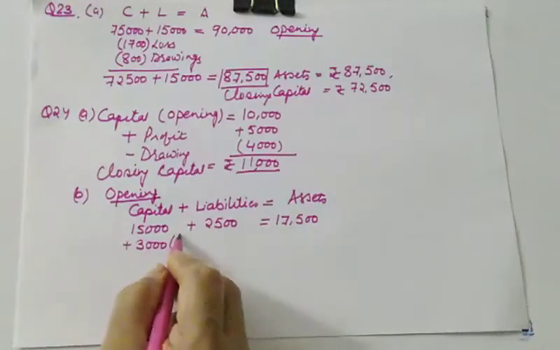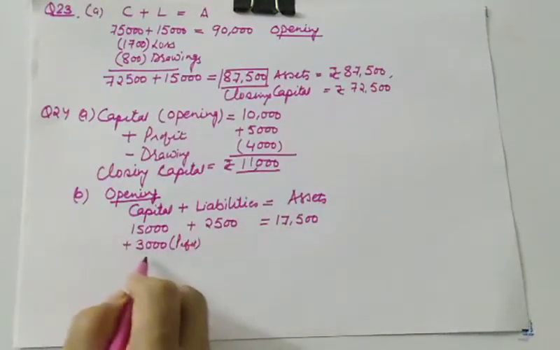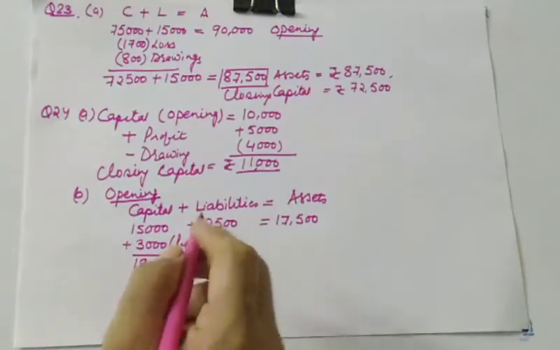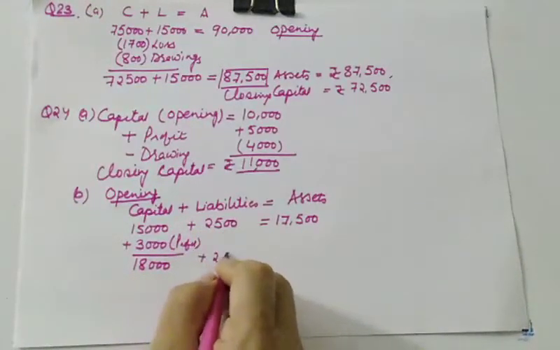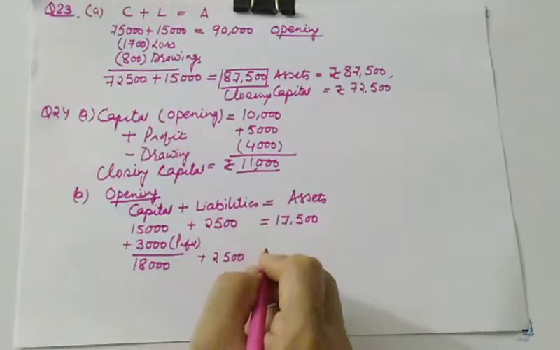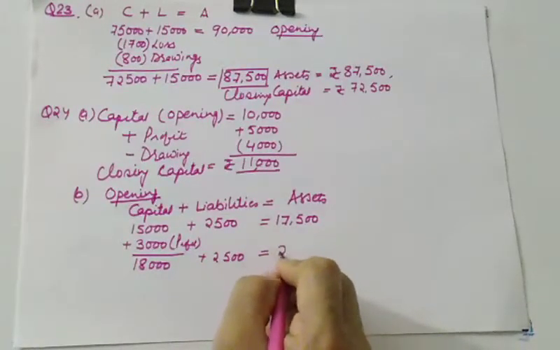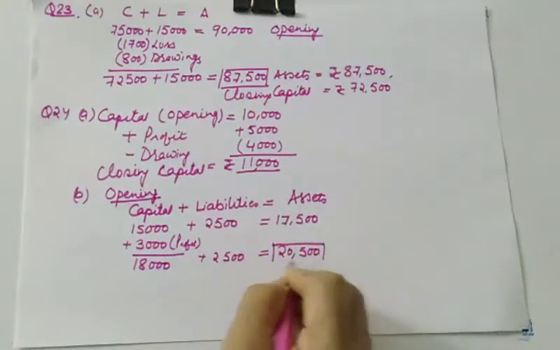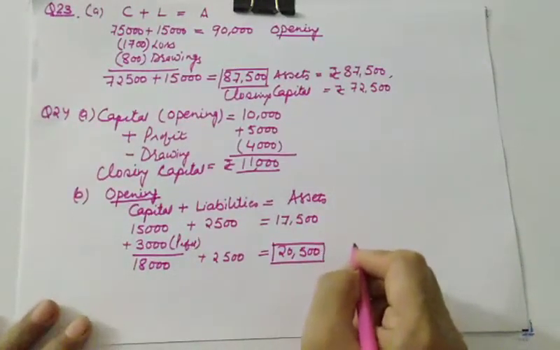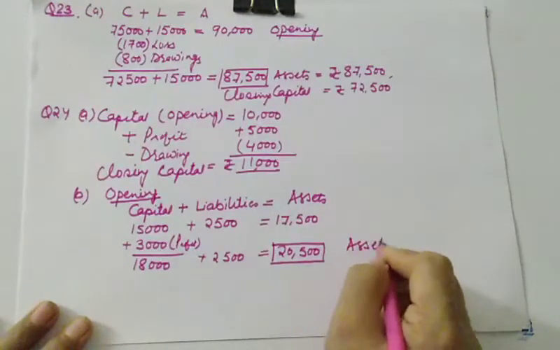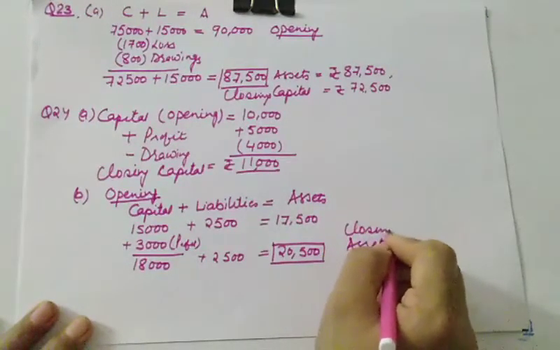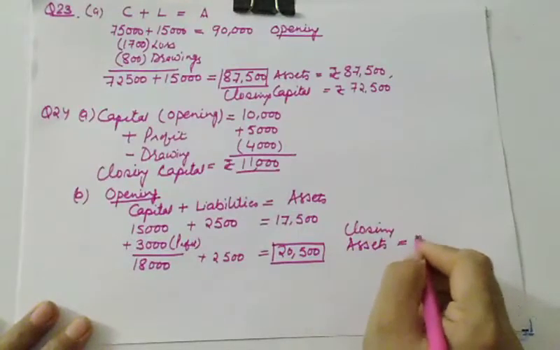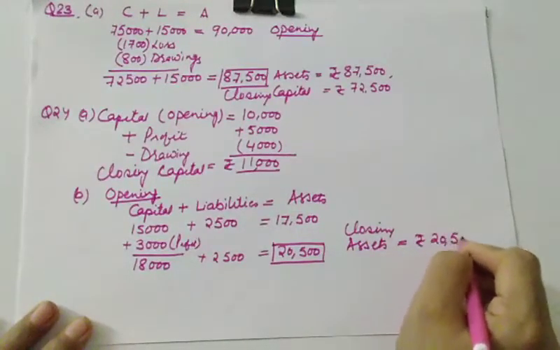This is the profit earned by him. So his capital will be 18,000 plus 2,500. So his total of closing assets will be 20,500. So you can write closing balance of assets is equal to rupees 20,500.